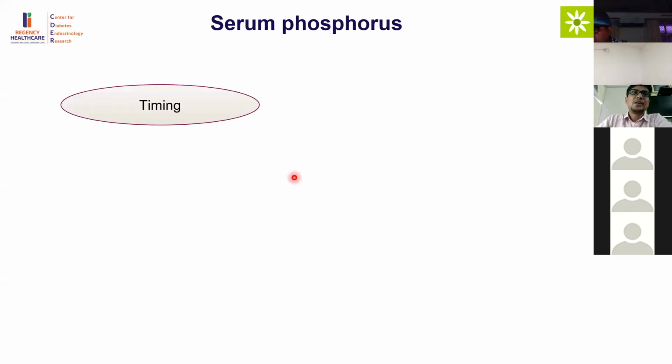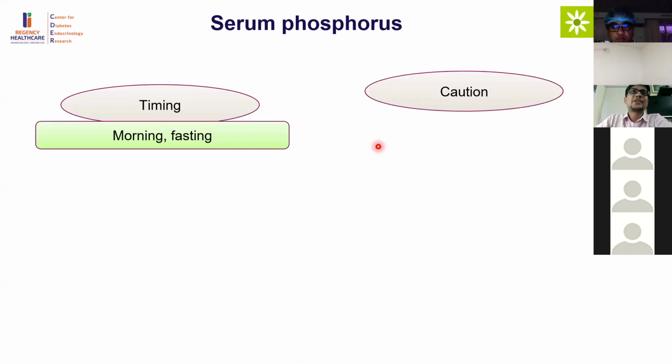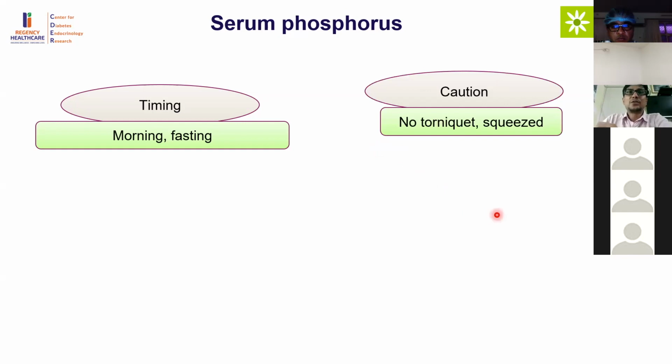Phosphorus we have to send in morning fasting level, because when the patient takes breakfast, the high carbohydrate level changes the phosphorus level, so you may not get the actual phosphorus. An important thing is also that phosphorus is basically intracellular. So whenever you apply a tourniquet and take a squeezed sample, it will be spuriously high.